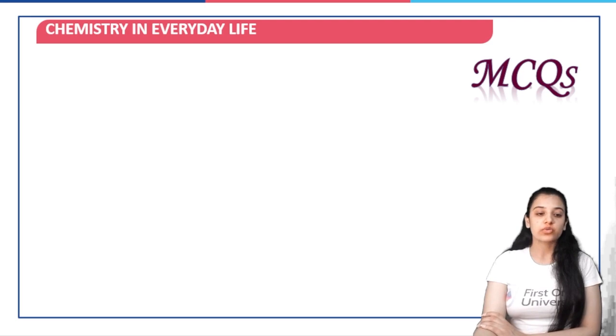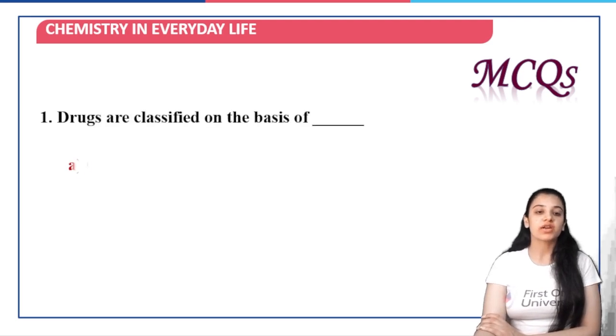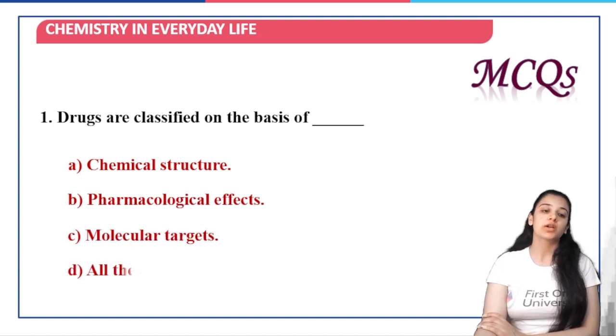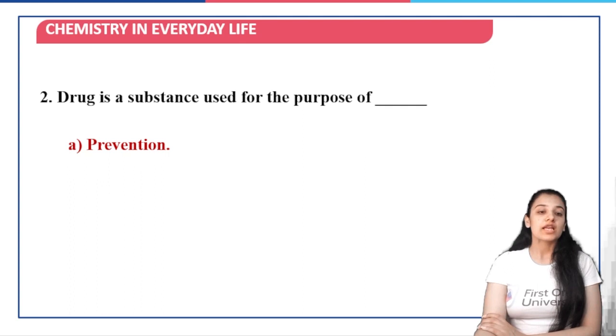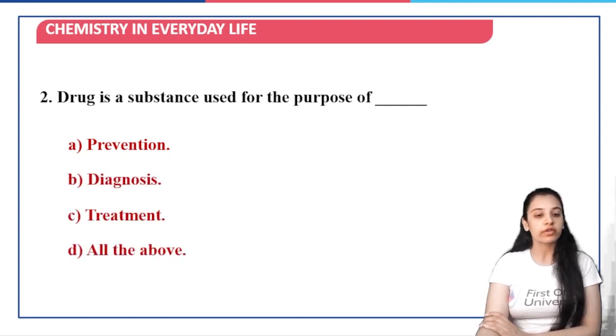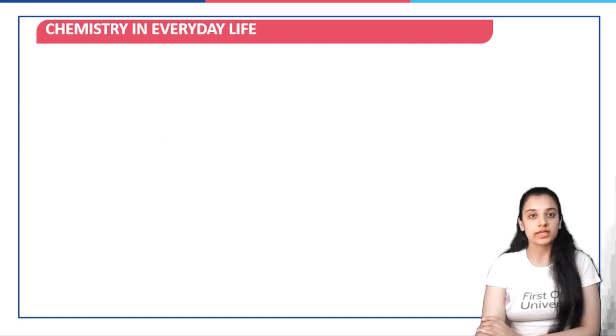So based on this, let's quickly have a look at a few MCQs. Drugs are classified on the basis of chemical structure, pharmacological effects, molecular targets, or all of the above. All of the above. Option D is the correct answer. Next, a drug is a substance used for the purpose of prevention, diagnosis, treatment. All of the above. Yes, option D is the correct answer.